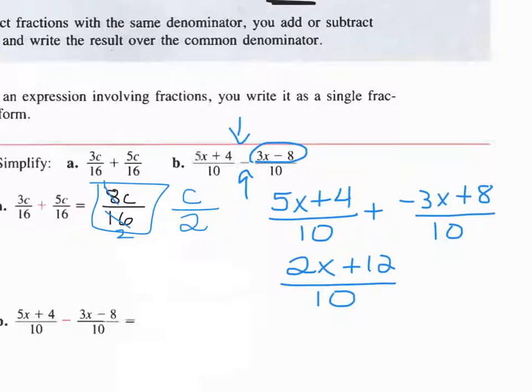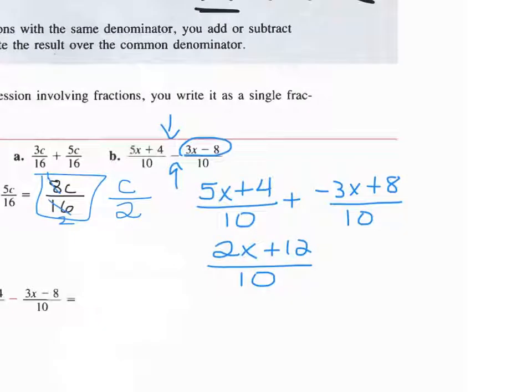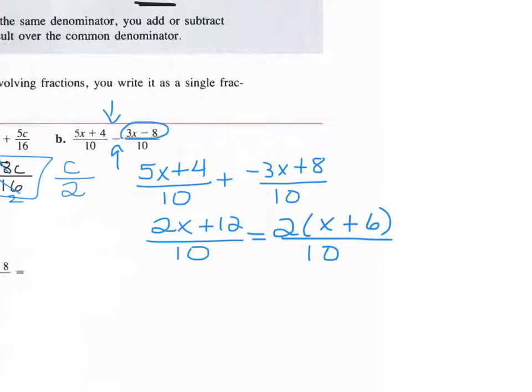Now I need to check it and make sure that it's simplified. Notice in the numerator, I can factor out a GCF of 2. So when I divide out the 2, I'm left with x plus 6 over 10. And then I can still simplify a little bit more. I can reduce the 2/10 and make this 1/5. So my final answer here is x plus 6 over 5.